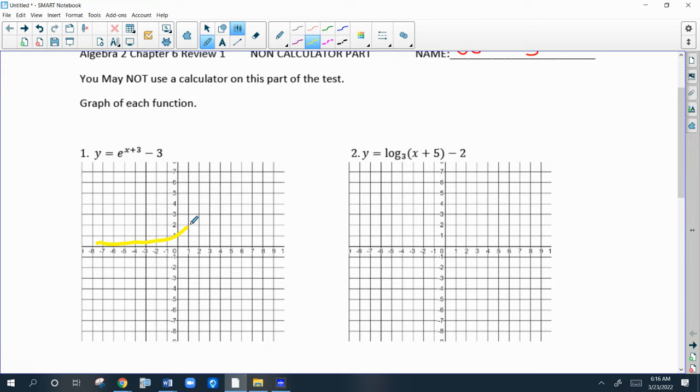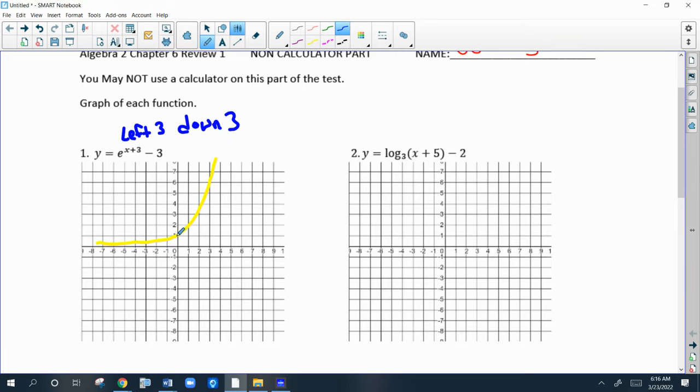It goes through 1 there on the y-axis, has an asymptote on the left, so it doesn't go below the x-axis. And now all you have to do is shift this graph. That +3 means left 3, because it's part of the function that's left and right. The -3 means down 3.